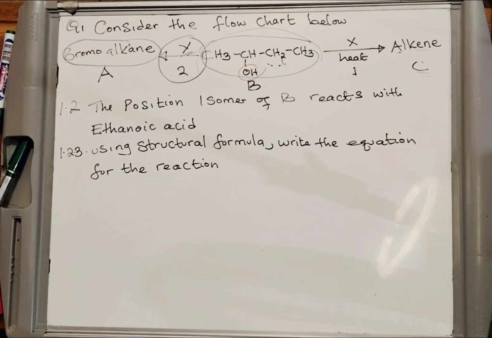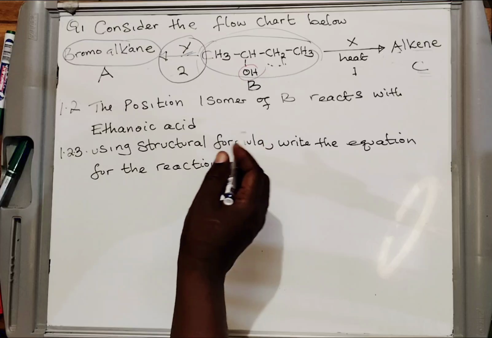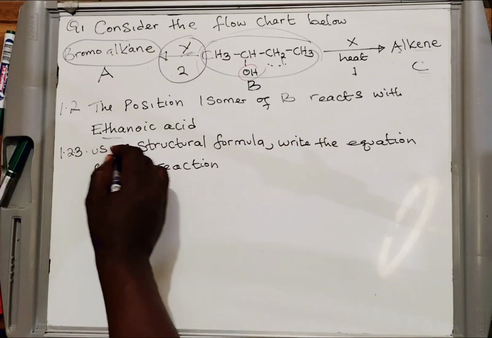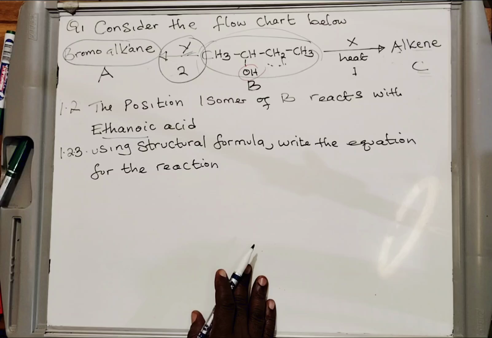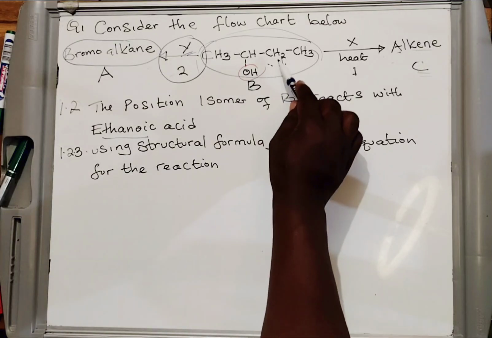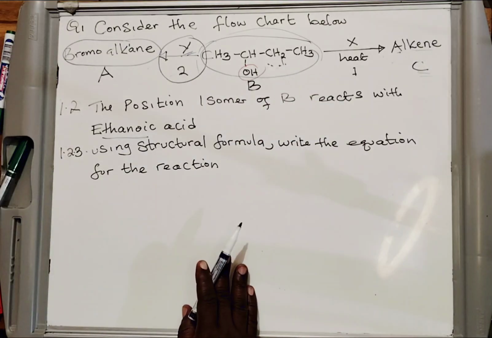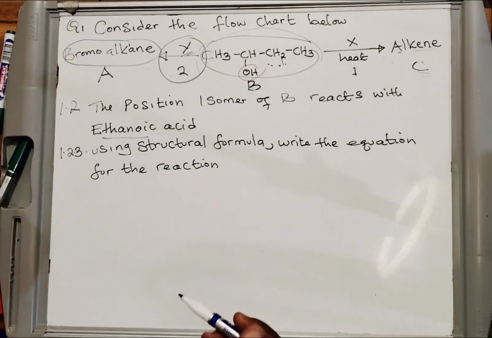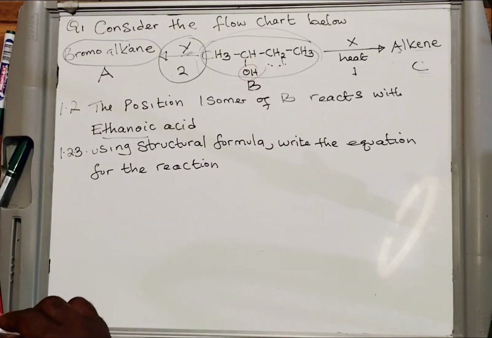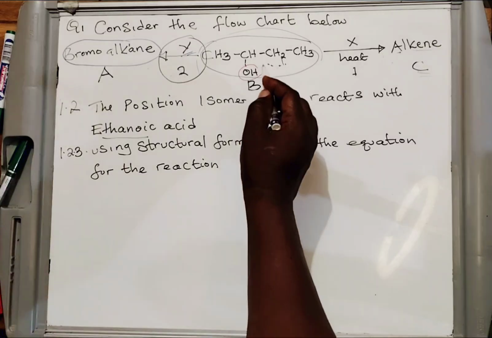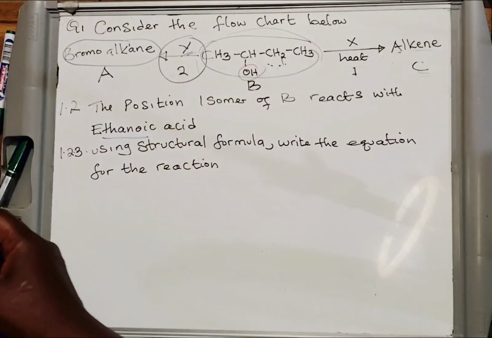Then comes this question 1.2.3. It says, using structural formula, write the equation for the reaction. So what is the equation for the reaction? The equation for the reaction is between ethanoic acid and the position isomer of that alcohol. First of all, we know now the position isomer. We said this is what you have to know. These are the positions we have.